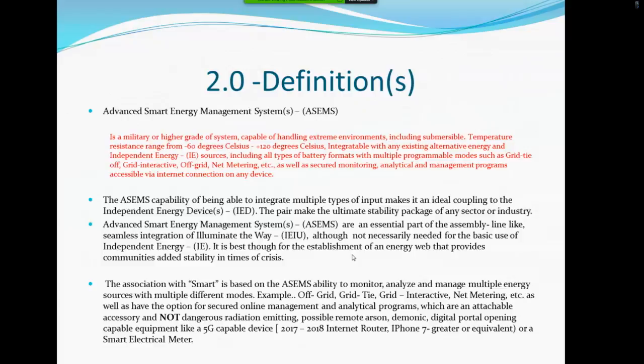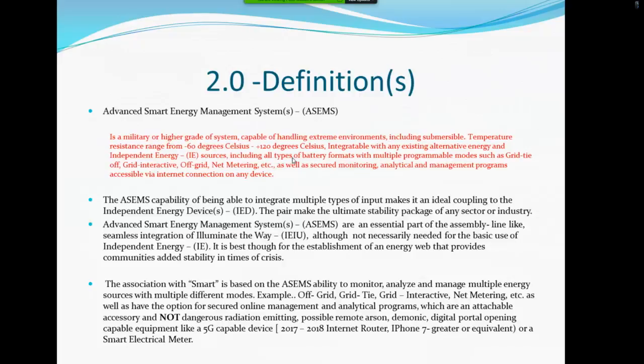The association with smart: how most people fear the word, like smart meter and smart appliances and all this. The association with smart is based on the ASEMS's ability to monitor, analyze, and manage multiple energy sources with multiple different modes. Now, this can be done analog with the actual digipad on the advanced smart energy management system itself. All the modes are measured before: off-grid, grid tie, net metering, as well as the option for secured online management and analytical programs.